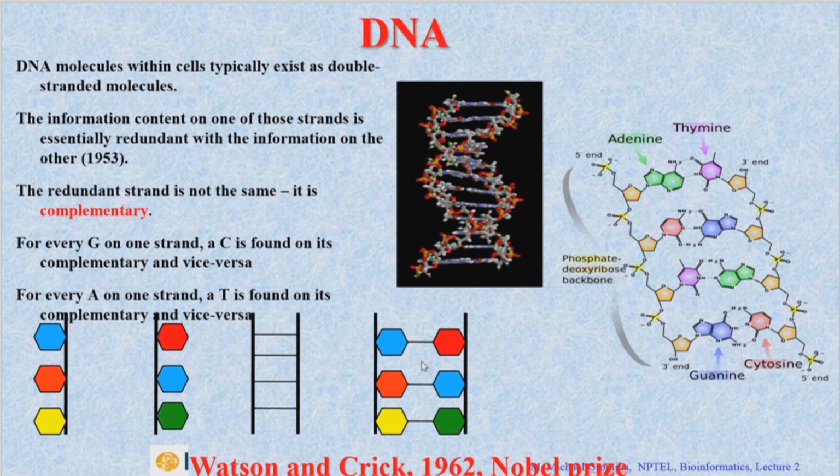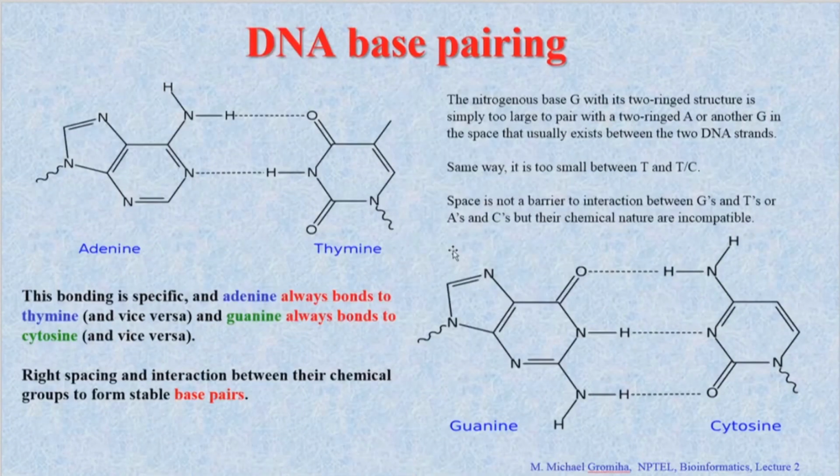This is the model Watson and Crick proposed for the double helix of DNA, and they got the Nobel Prize in 1962 for this double helical structure. Now, how does this base pairing happen? If you have adenine and thymine, they form two hydrogen bonds, and guanine and cytosine are paired with three hydrogen bonds.